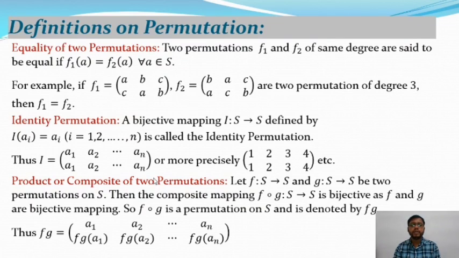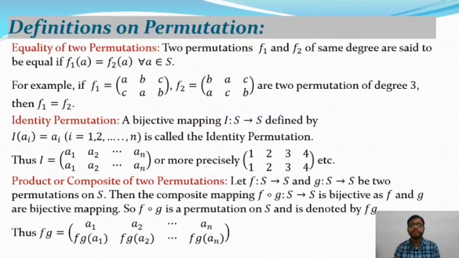And after that we will talk about the product or composite of two permutations. Here is the definition. Let f be a mapping from S to S. Here the first S is the domain, and the second one is the range corresponding to the mapping f. And let g be another mapping from S to S, both permutations on S. Then the composite mapping f composition g is from S to S.